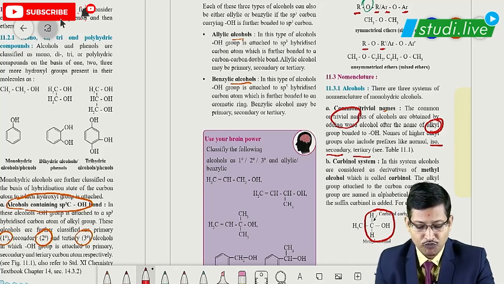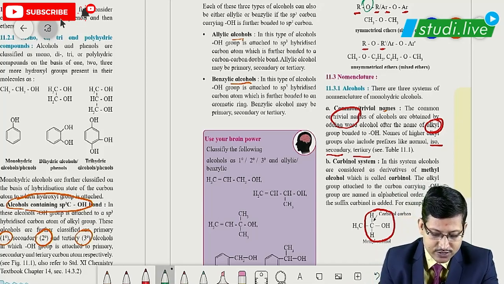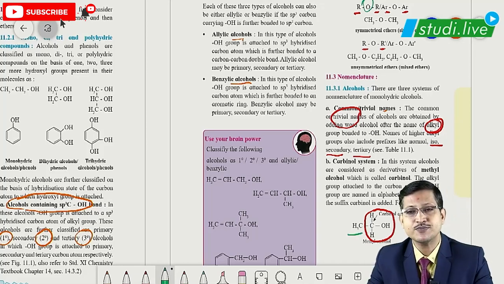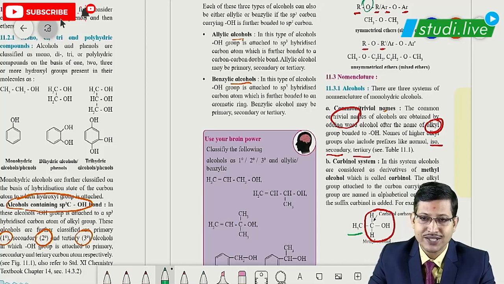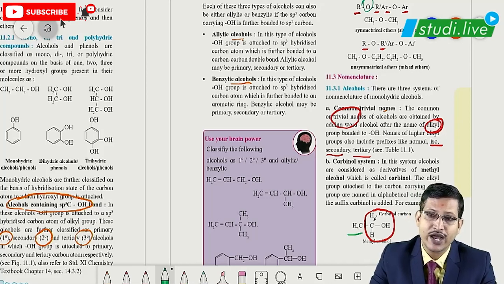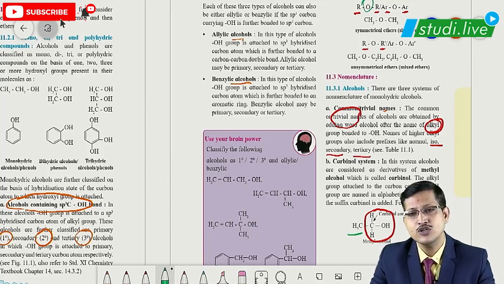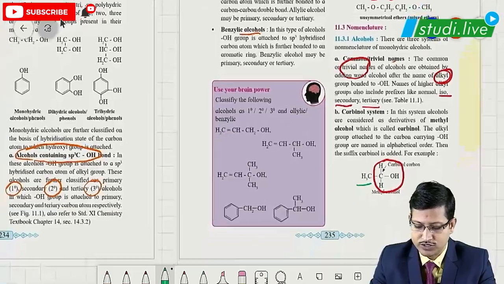To this carbonyl group, what has been added? Let's cross check it this way. I'll just change the ink. CH3 has been added. So now CH3 has been added, and it becomes methyl carbonyl. So carbonyl changes to methyl carbonyl. This is the change because of the prefix that we are using. So in this system, alcohols are considered as derivatives of methyl alcohol, which is called carbonyl. But when you are replacing with more groups, it becomes methyl carbonyl, or ethyl carbonyl, and so on. Such other compounds are possible.